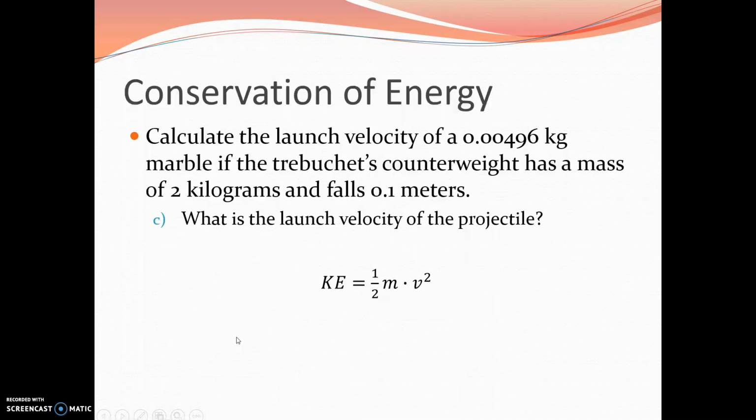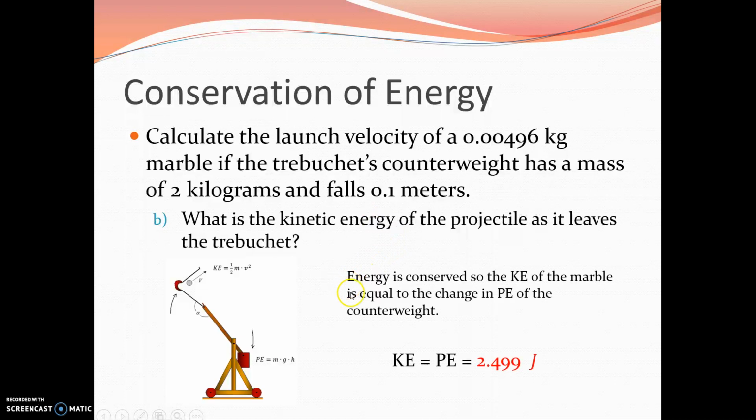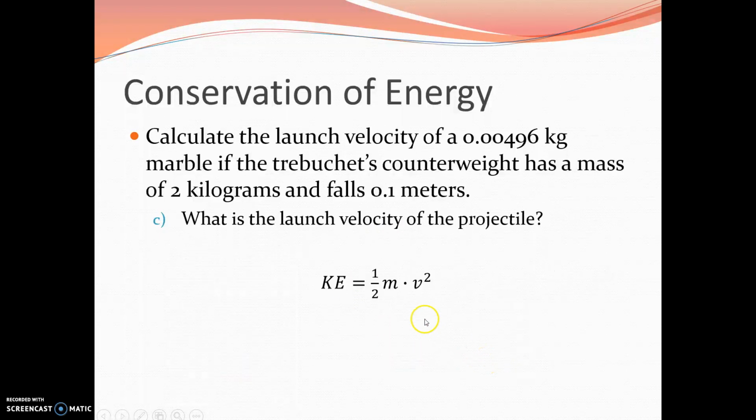And then the last part, you can get to the launch velocity of your projectile. You can use this equation, kinetic energy equals 1/2 mv squared. I'm not going to do the whole thing for you. You know the kinetic energy, you found that in part B. You know the mass. Remember, we're talking marble projectile, so you want the mass to be the mass of the marble. And velocity is what you're trying to solve for. So plug those in, use algebra to then solve for the velocity of the projectile, or marble in this case.